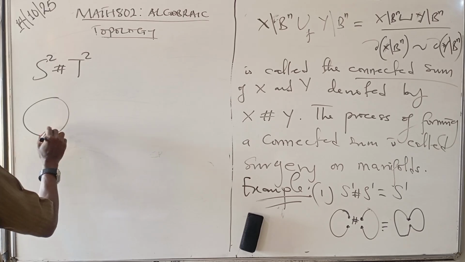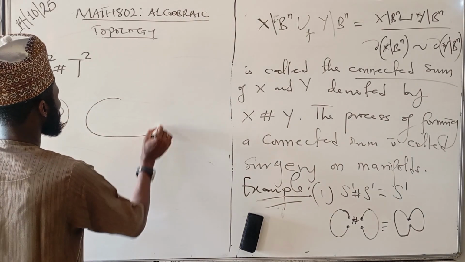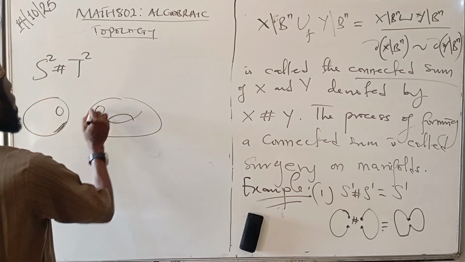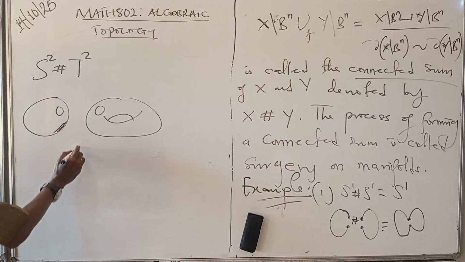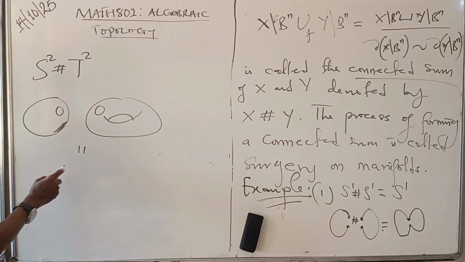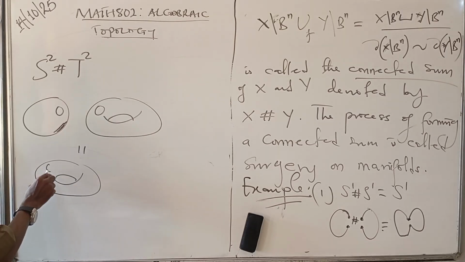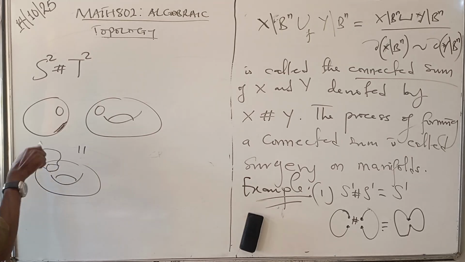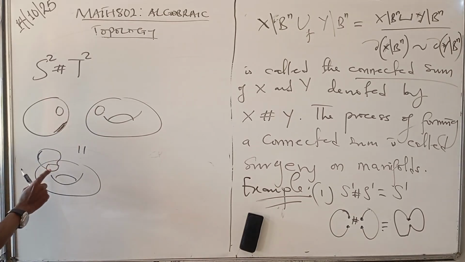So you have the sphere, and you remove a ball, and you have the torus, you remove a ball, and then you stitch along these ones. So what do you get? You still get the torus, because this will be this one. So it will be like the sphere is pushed inside. You stitch along this boundary, you glue these boundaries together.